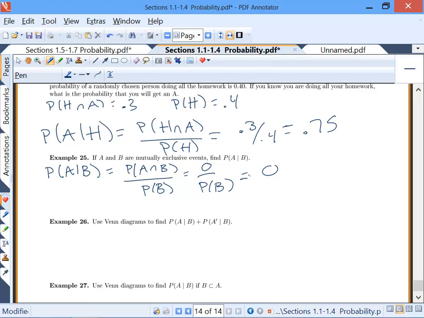Mutually exclusive events can't happen at the same time. So if we already know that B happened, what's the probability of A happening? Well, if they can't happen at the same time and we know that B happened, the probability of A happening should be 0. It should be impossible.